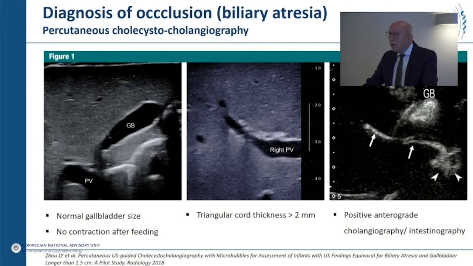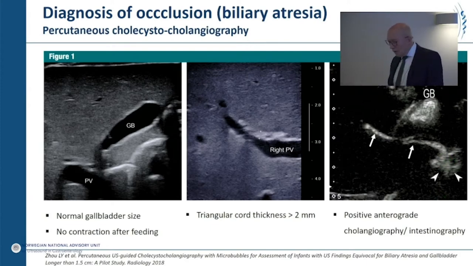And this I found in the literature, and I found it very interesting application in pediatric patients and neonates, diagnosis of biliary atresia. And in inconclusive cases, they used ultrasound combined with a puncture of the small gallbladder to show a connection between the gallbladder and the bile ducts and the small intestine. And in this case, there was suspicion of biliary atresia because of a triangular cord thickness of more than 2 millimeters and the not contracting gallbladder. And in this case, they could exclude atresia because there was a positive enterograde cholangiography and intestinography in this case.